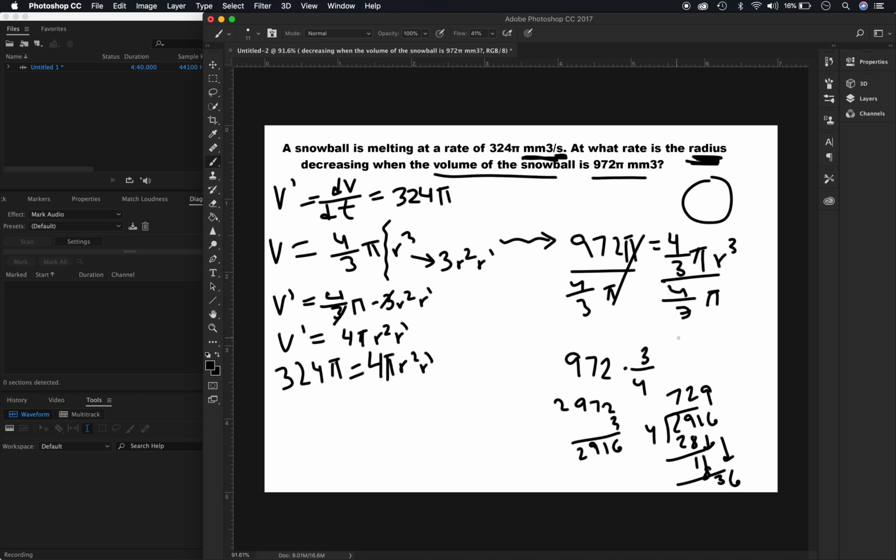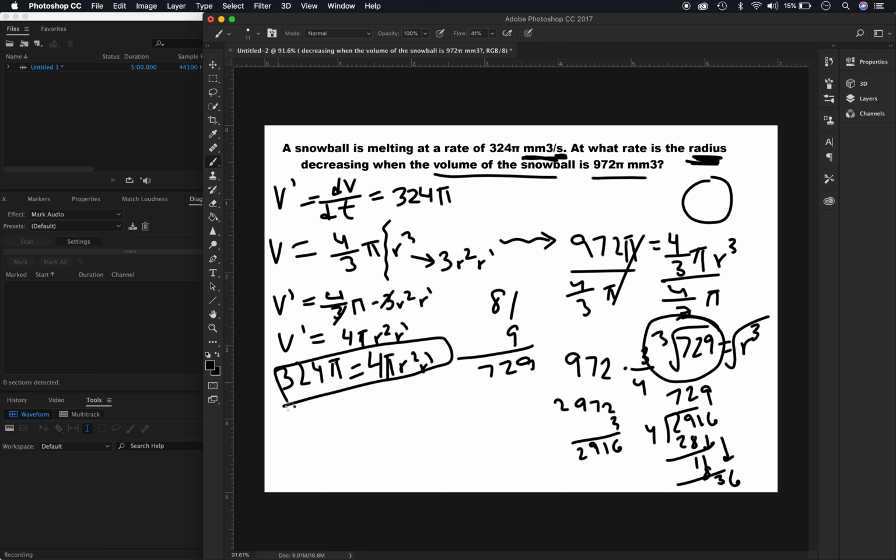So we're left with 729 equals r cubed. Root that. And whatever that is, that's r. I'm pretty sure it's 9 just because I've done this problem before. I don't really know how to do math. But we could double check that. So 9 squared is 81. 81 times 9 is 729. Yes. So it's going to be 9. Our radius is 9.